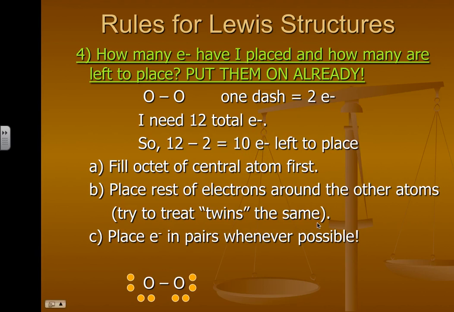Well, this is the part where now I have to use Rule C, place electrons in pairs. So I'm just going to pick an oxygen and give it the electrons. And this is fulfillment of number 4. Okay, so I have 12 electrons on there, but I'm not done yet. Okay, Rule 5.